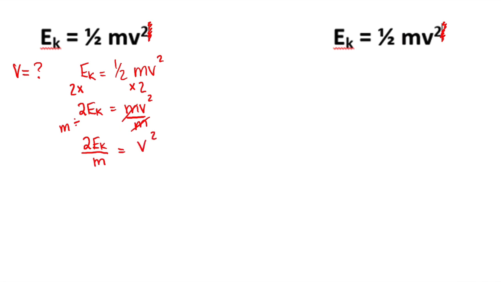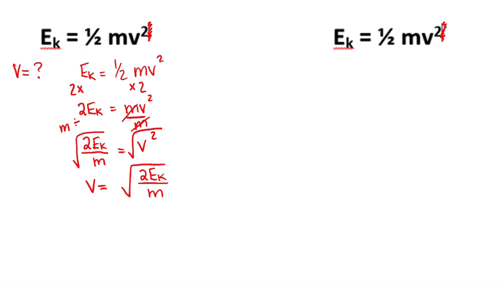Now going back to exponent laws, which you should be familiar with because we're now in the last semester, and this should have been taught to you in grade 9, in order to get rid of a squared exponent, we have to take the square root. So we square root both sides. So this is how we end up with v equals the square root of 2ek over m, which is our final equation.